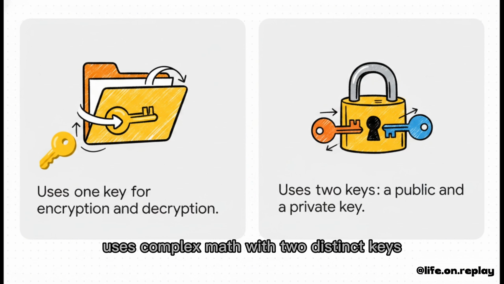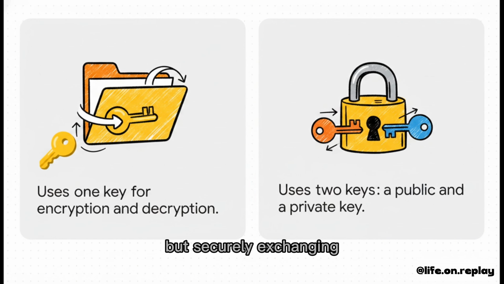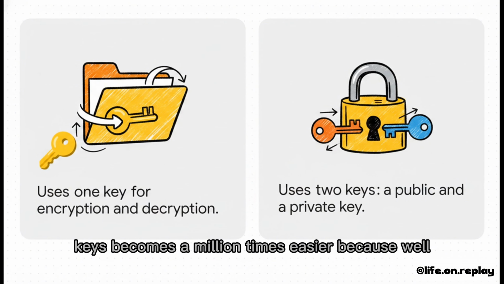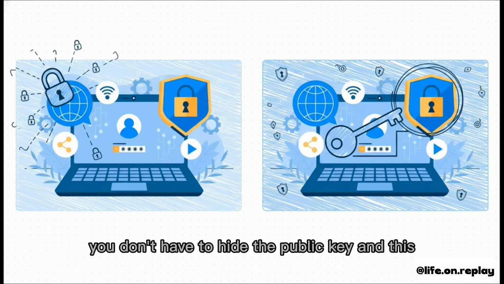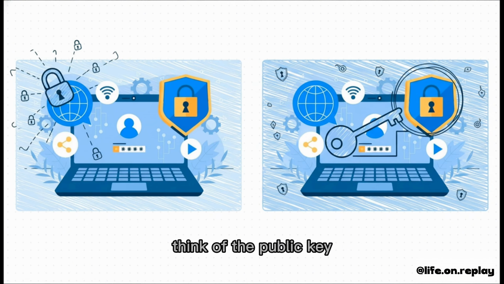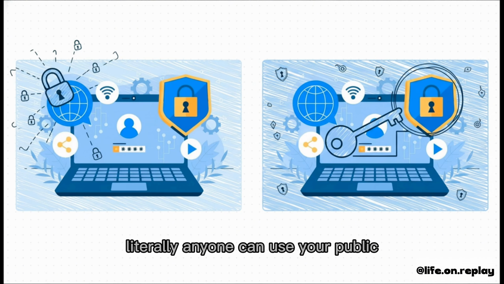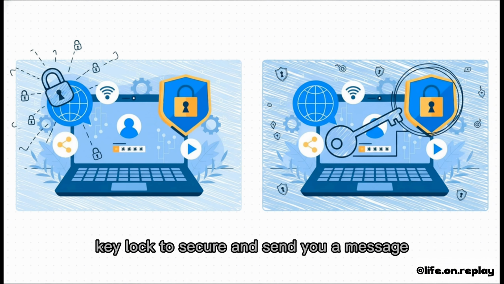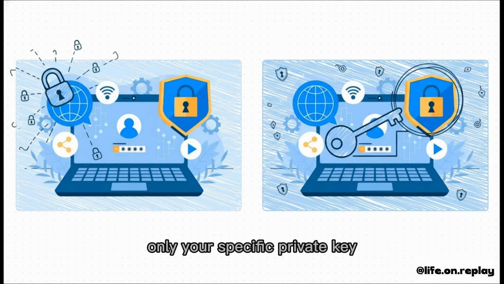Asymmetric, on the other hand, uses complex math with two distinct keys, a public one and a private one. It's definitely slower, but securely exchanging keys becomes a million times easier because, well, you don't have to hide the public key. And this brilliantly illustrates that asymmetric concept. Think of the public key like an open padlock you just hand out to the world. Literally anyone can use your public key lock to secure and send you a message. But the private key, that stays with you. Only your specific private key can actually unlock that padlock.